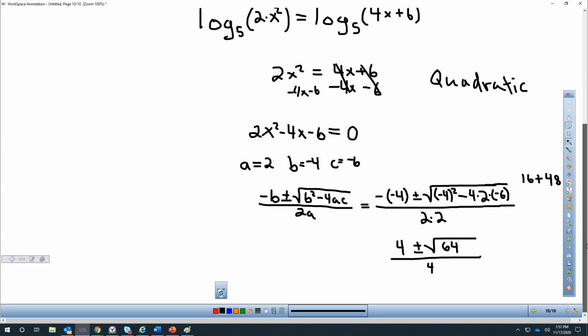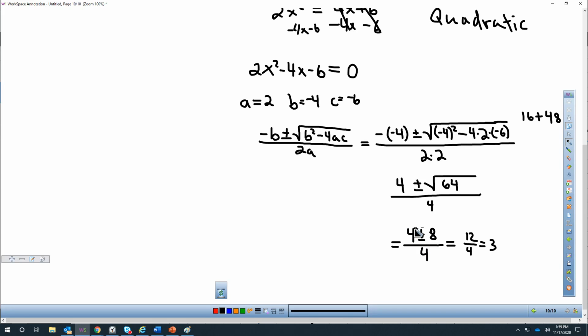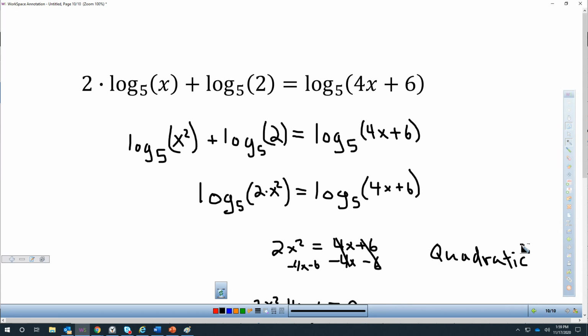Okay, and that's nice because I know the square root of 64 is 8. So this is 4 plus or minus 8 over 4. So we're going to have two things here. 4 plus 8 is 12, divided by 4 is 3. Okay, and then we're going to do 4 minus 8. So 4 minus 8 is negative 4. Divide that by 4, and we get negative 1. Okay, so I have two solutions, apparently. X equals negative 1 or 3.